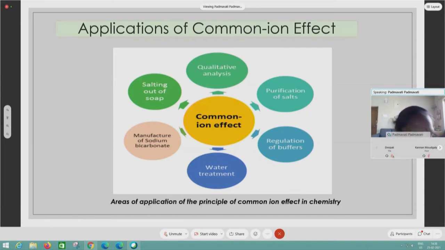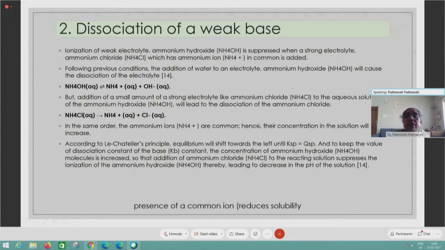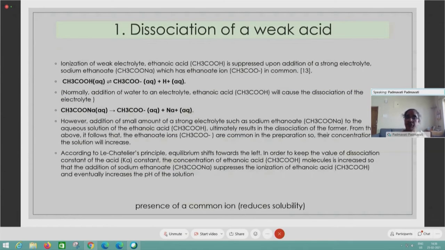So ultimately, the point is we are dealing with electrolytes. Electrolytes have ions. We can have strong electrolyte or weak electrolyte based on the ability of the ion, its mobility, and accordingly the weak electrolyte of the two will be suppressed by the stronger electrolyte, the electrolyte ion which is in common. So this is the main principle, and we follow it up in the next few slides. So the first one is the shift in equilibrium caused by the addition of a compound. This is your Le-Chatelier's principle. Dissociation of weak acid.